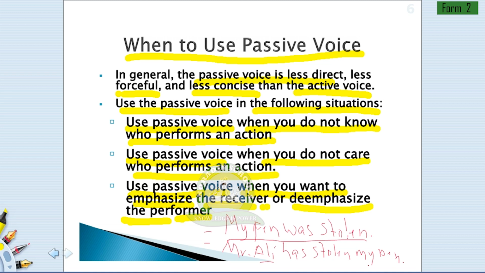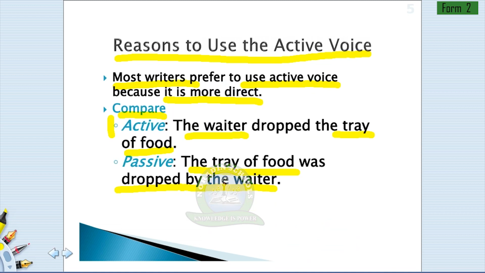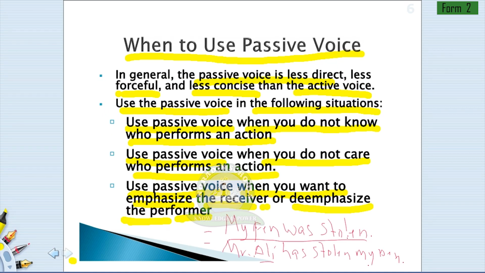In the next lesson, we are going to see in detail simple present tense and simple past.